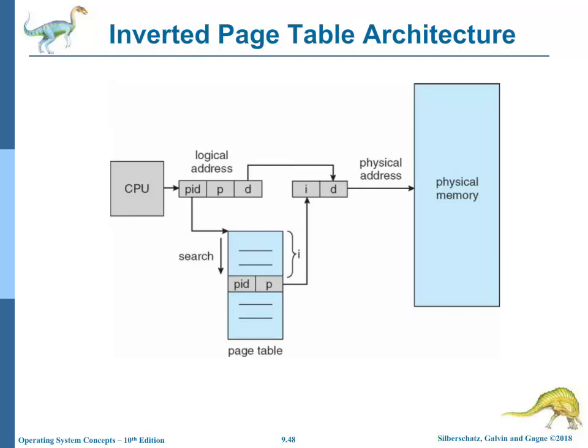So from this graph, we can see the inverted page table has a PID and the page number. Thus, only one page table is in the system, and it has only one entry for each page of physical memory.